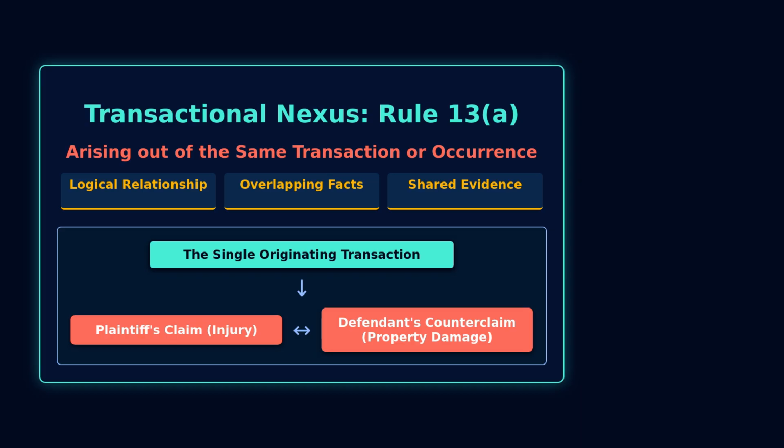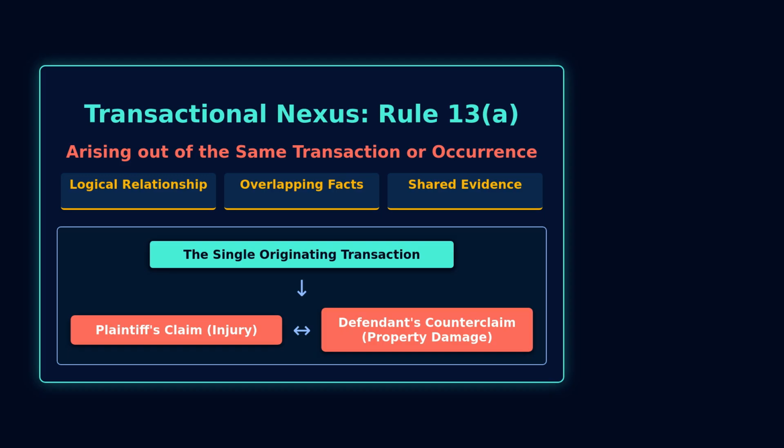The claim must arise out of the same transaction or occurrence as the opposing party's existing claim. This is often referred to as the transactional nexus. Courts interpret this phrase broadly, seeking a significant logical relationship between the claims. This relationship is established if the claims involve substantially overlapping facts, or if the same evidence would be necessary to prove or disprove both the original claim and the counterclaim. Think of it as requiring a common nucleus of operative facts.